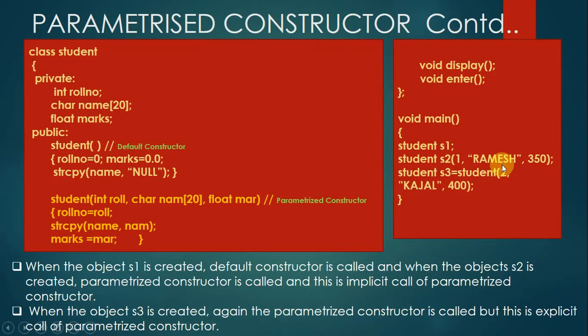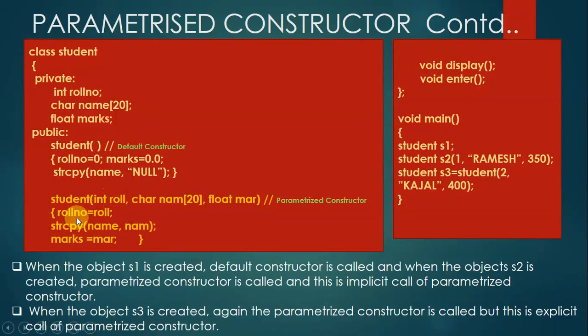Now when the next statement is executed, again an object S2 of type student is created, but this time while creating this object, I am passing arguments also. I am passing 3 arguments. I have 3 data members here, and I am passing arguments for all 3 of them. The first one is for roll number, the next one is for name, and the last one is for marks. So when this statement is executed, the parameterized constructor is called. Roll will store the value 1, name will store the value Ramesh, and mar will store the value 350.